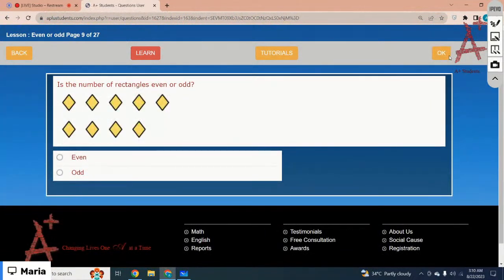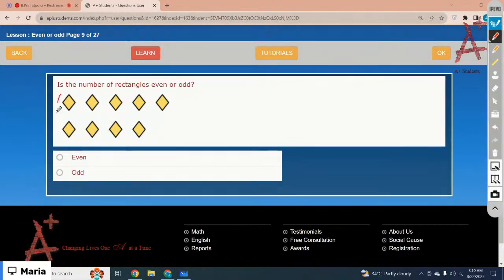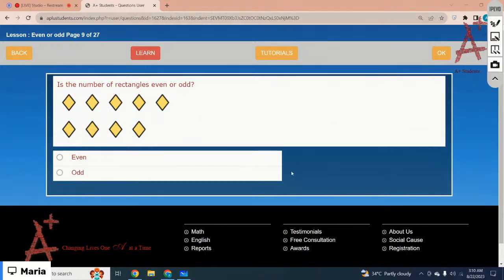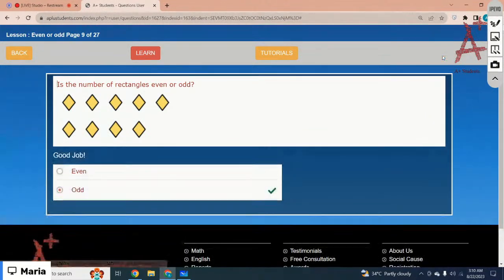Okay, is the number of rectangles even or odd? Which is the correct option? Let's just match them in the form of pairs. They make a pair. You can see we are left with one, right? You don't have another one to make a pair, right? That means they are odd in number. So you can see they are nine. Nine is an odd number. So the correct option is odd.